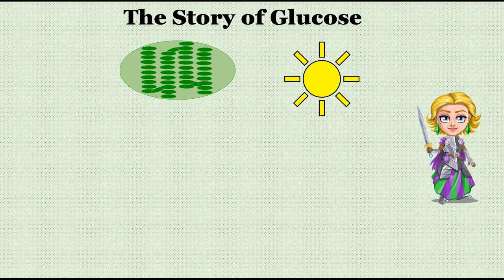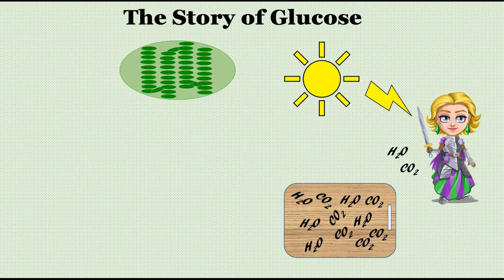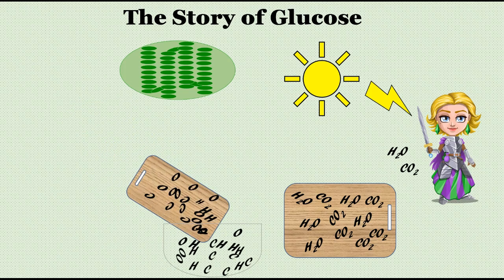Philomena likes to put her sword out in the sunlight so that the sword can absorb the energy from sunlight, like chlorophyll absorbs the energy from sunlight. When Philomena's sword has absorbed the sunlight, it gets powerful, and Philomena can chop up molecules of water and carbon dioxide. She puts them on her little cutting board and chops them up nice and finely. Then she mixes all of the atoms in a bowl.